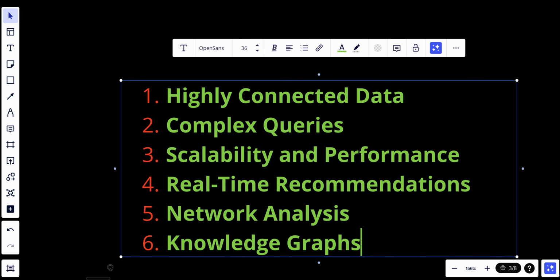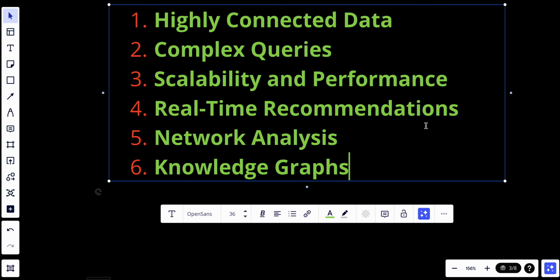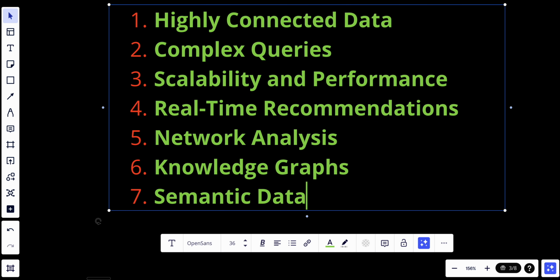I would say number 6 is knowledge graphs. For building knowledge graphs that represent structured information about entities and their relationships, graph databases offer an efficient way to store and query data. And lastly, we have semantic data. If your data includes semantic relationships between concepts or entities, graph databases can help capture and query this semantic information effectively.